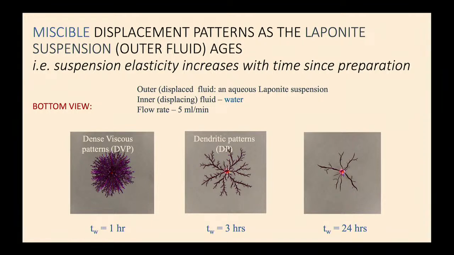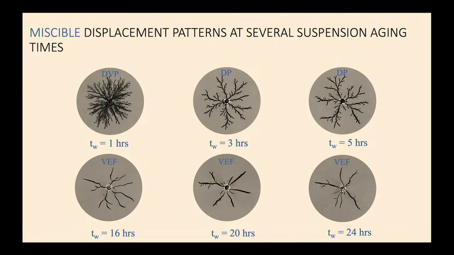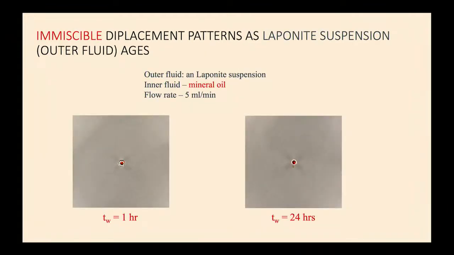What we have in that gray thing, okay, it's the chemically identical sample. This is a viscoelastic fracture. Okay, and now of course we've done it at many other different ages, and you can see that as the age of the suspension increases and as you inject water, you have a smooth transition from a dense viscous pattern through the dendritic pattern and then all the way up to viscoelastic fractures. Okay, so that was a miscible displacement case.